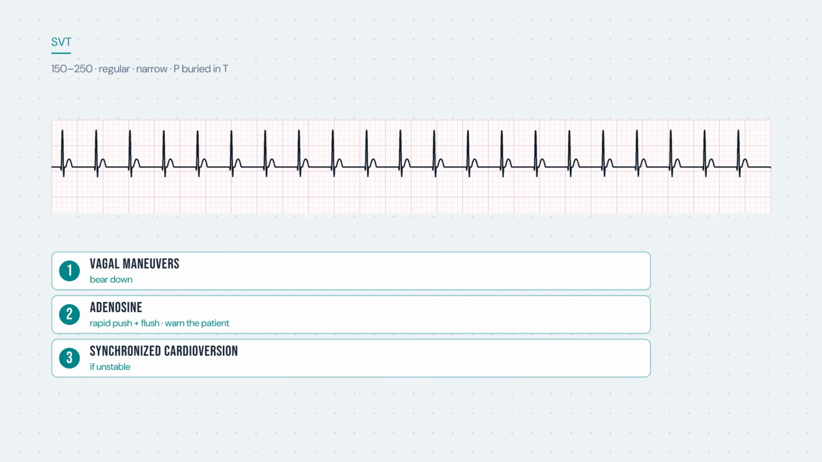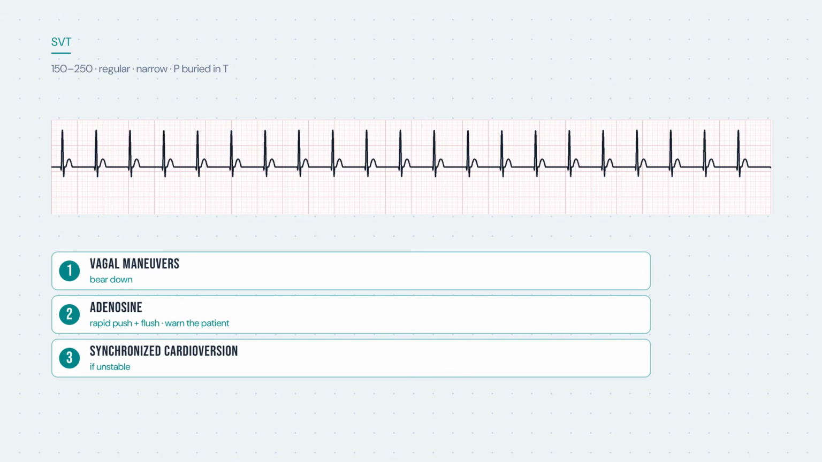Supraventricular tachycardia. Fast, usually 150 to 250, regular, narrow QRS. And the P waves are often buried in the preceding T wave because there is no time between beats. The problem with a rate that fast is not the rate itself, it is that filling time disappears. No filling time means low stroke volume, and low stroke volume means low cardiac output.